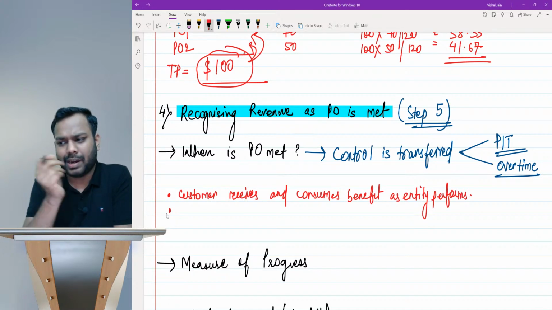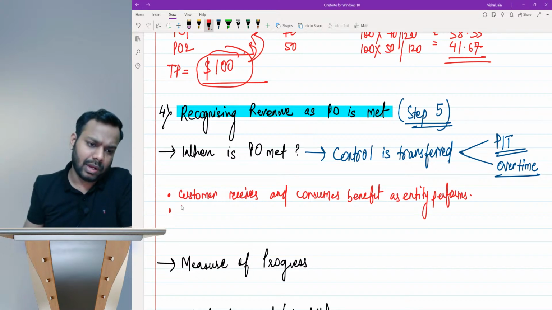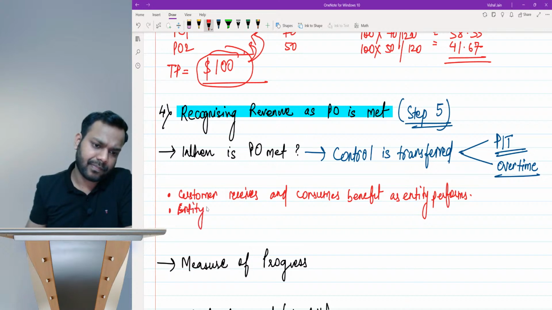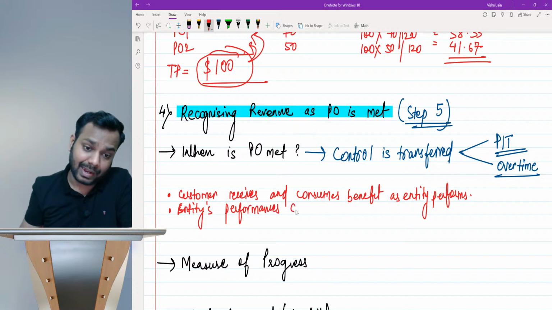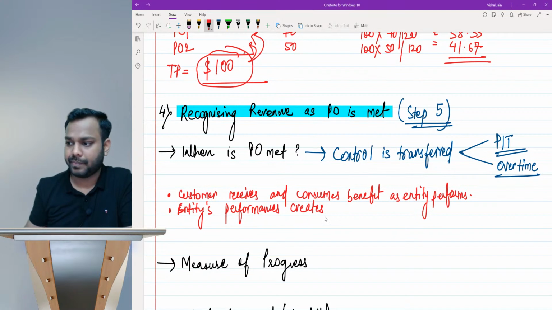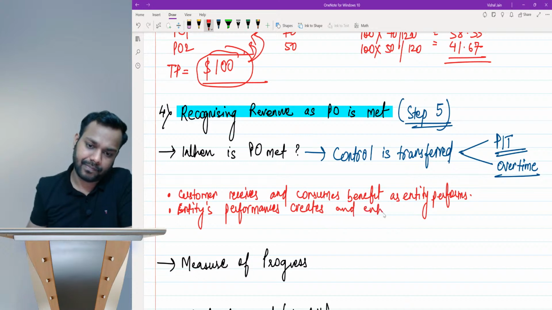The customer controls the asset. Rajat, your answer is not complete. The entity's performance creates and enhances the asset that the customer controls.